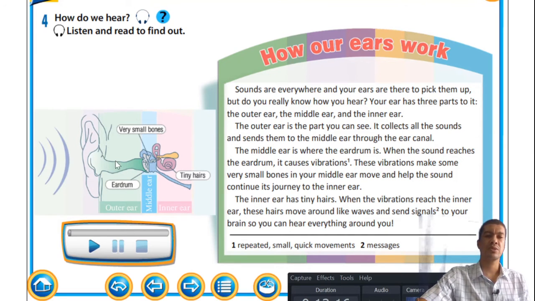So sound goes in, here we have the eardrum. Alright, and here we have a very small bone and tiny hairs. So how does all of this work? We have the outer ear, we have the middle ear, and we have the inner ear. Now this part up until here we can see, but going in a little bit further we do not have the knowledge of how it works and how it goes. But here we have an explanation in the passage of how our ears actually work. I'll play the audio for us and then we can go through it together.